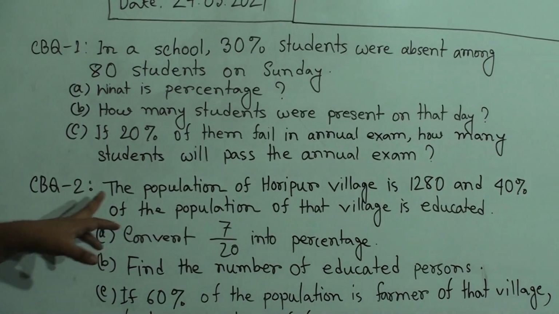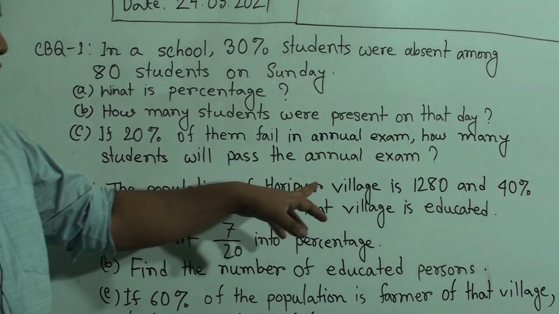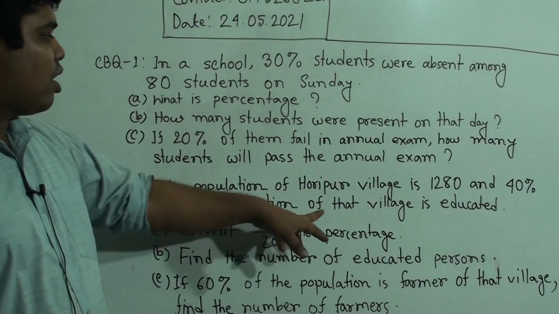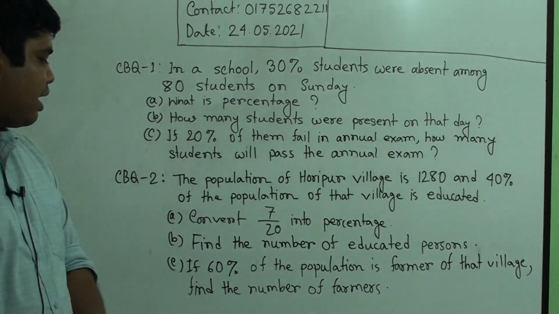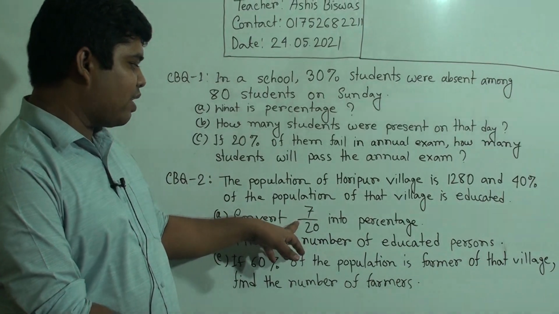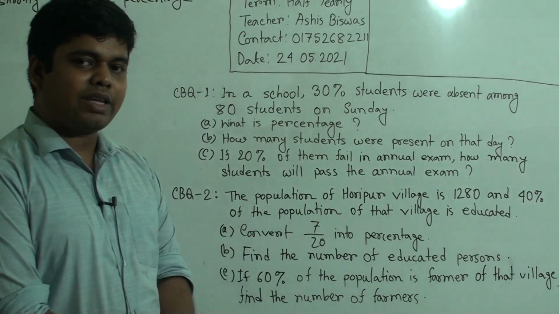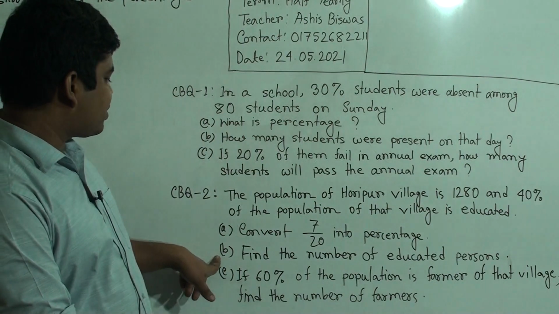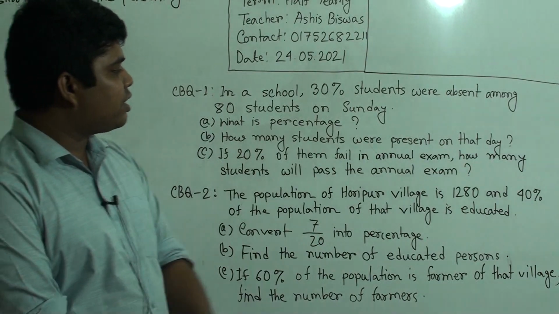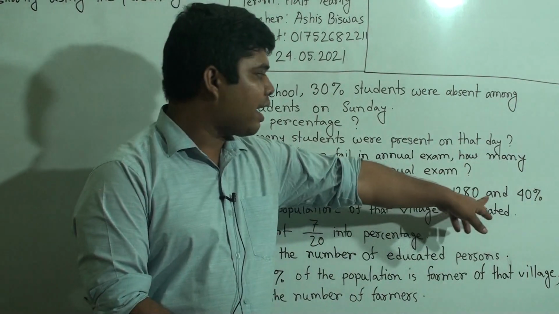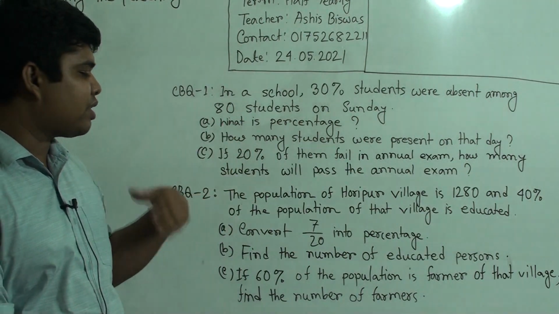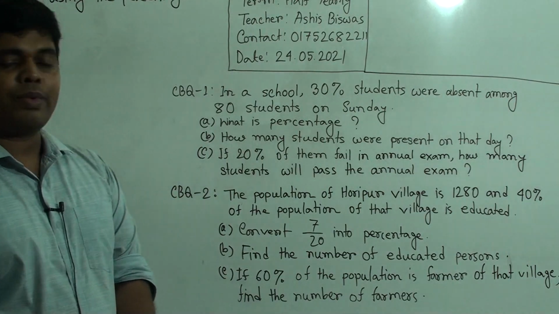Then CBQ 2: the population of Horipur village is 1280 and 40% of the population of that village is educated. A number question, convert 7 by 20 into percentage. That means a fraction is given, which is 7 by 20, and we want to convert that into percentage. B number question, find the number of educated persons. By using these two pieces of information, the total population and 40% of the population being educated, we shall find out the number of educated persons.